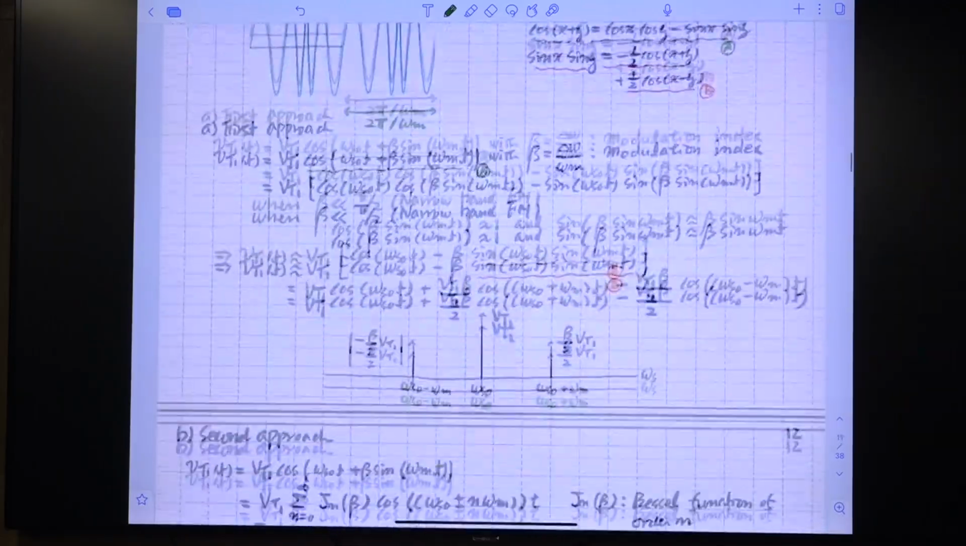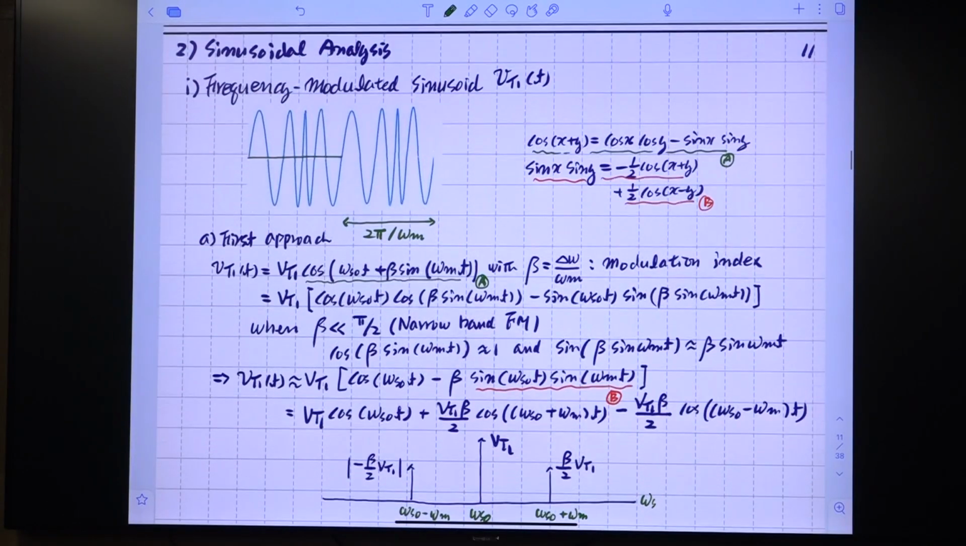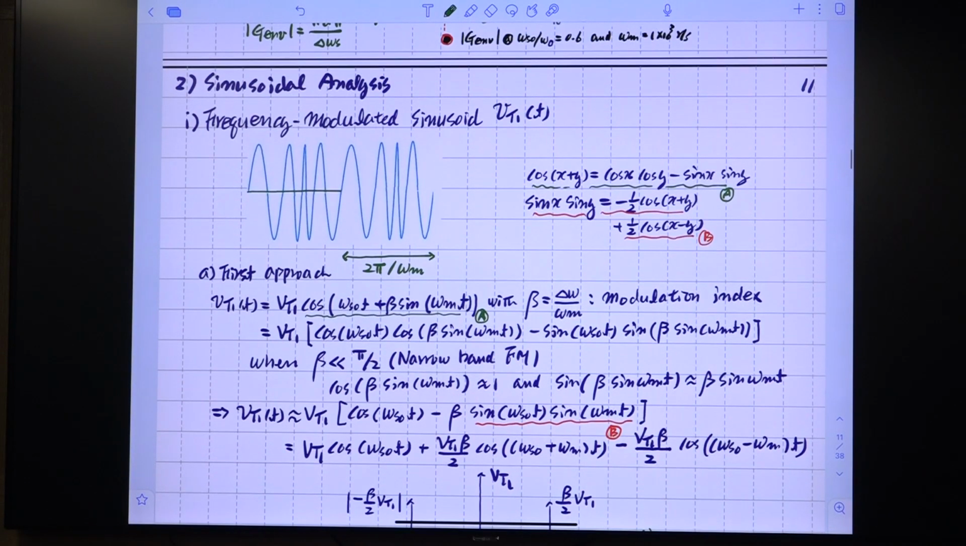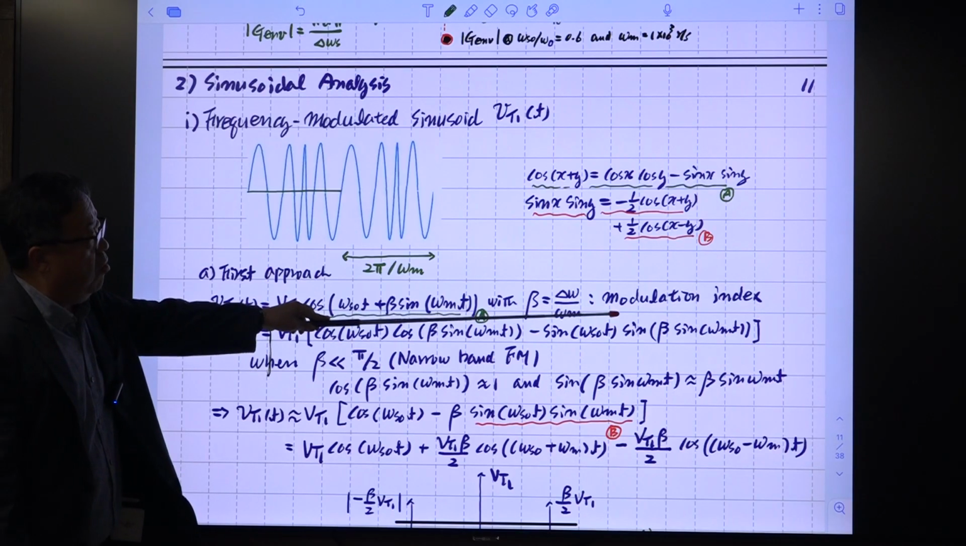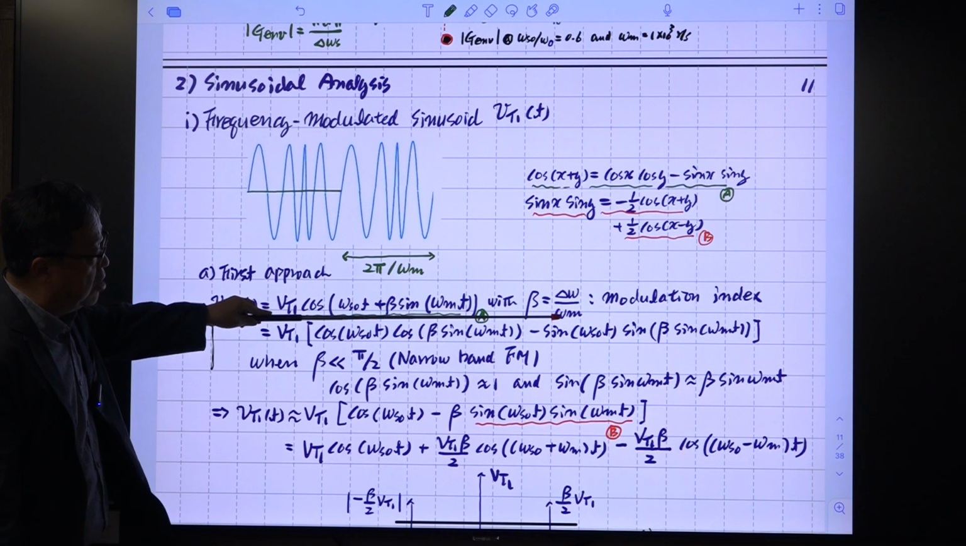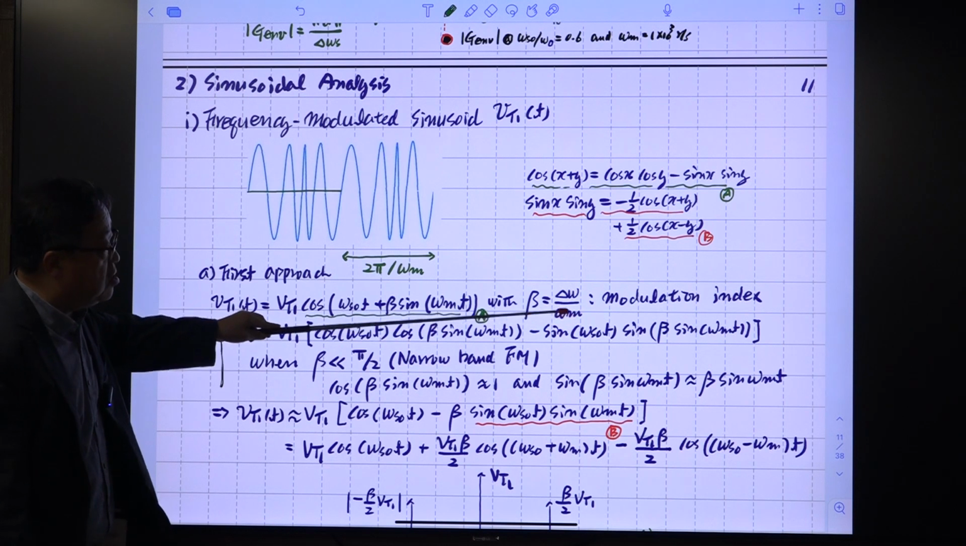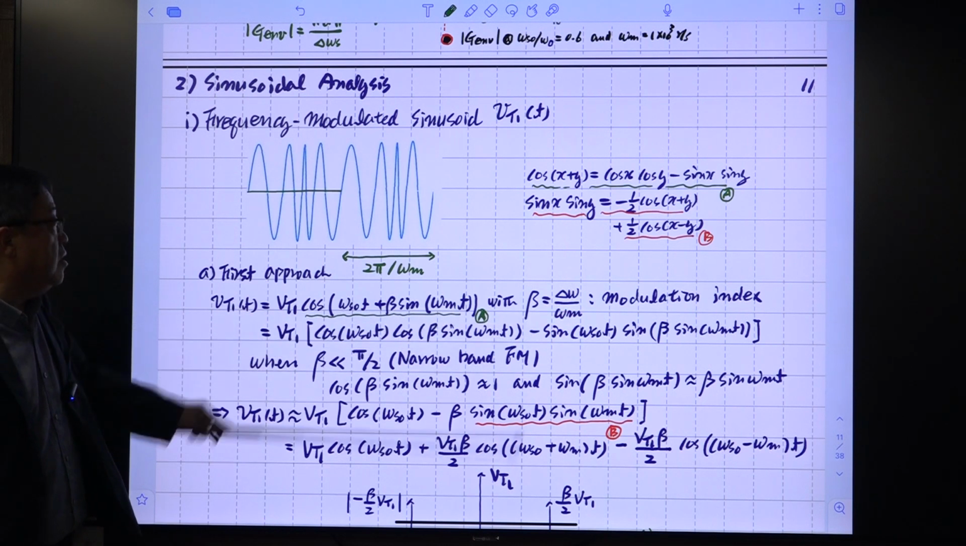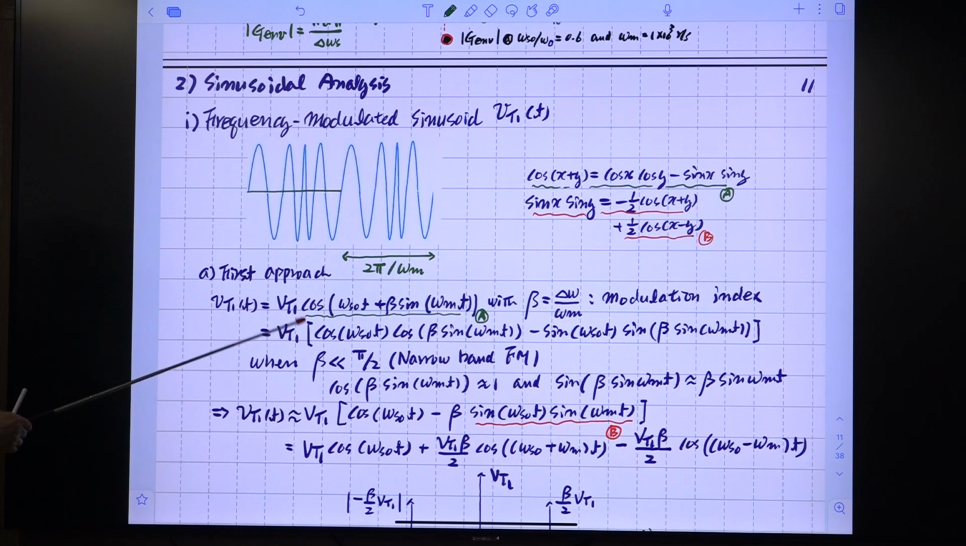So go back to this simple mathematics. All right. So this is our equation, and this beta is called the modulation index. This is the ratio of the modulation frequency and the variation in the switching frequency. Usually this is very small, much smaller than 1. All right. So we have cosine of something plus something.